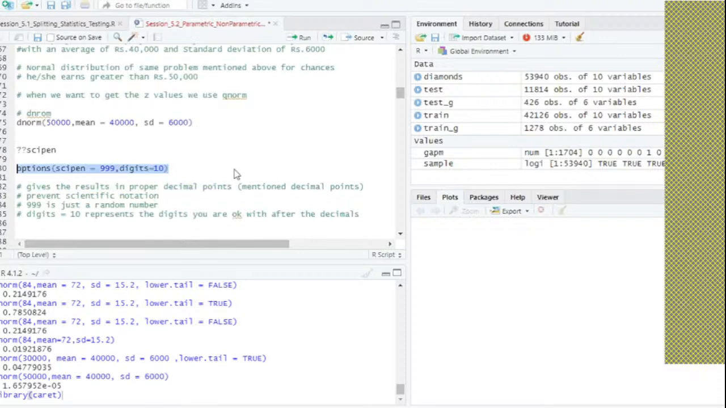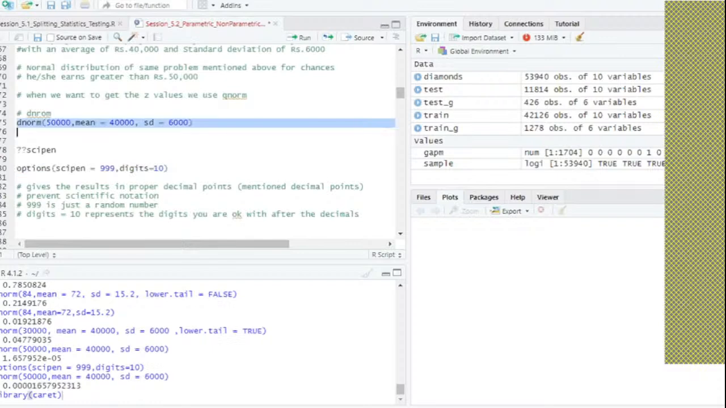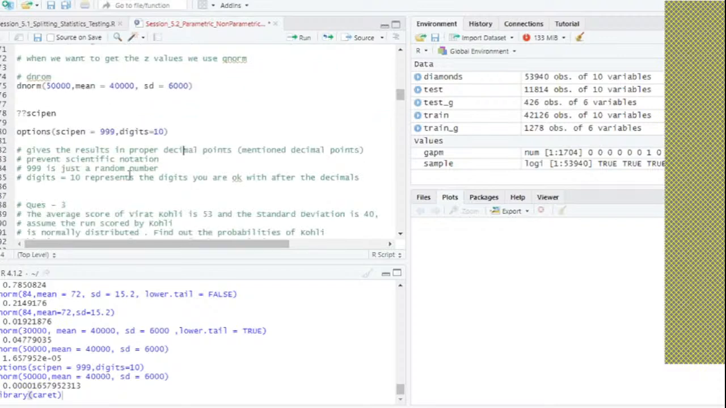So if I run this and then I calculate t norm, can you see now I'm getting 10 decimal points? Okay, it will not give the result in exponential form. Okay, clear?